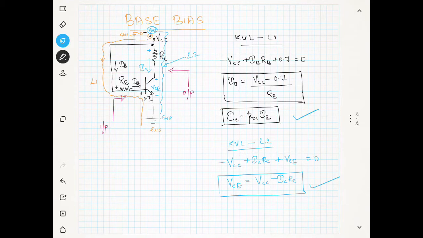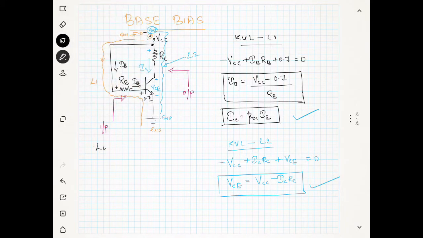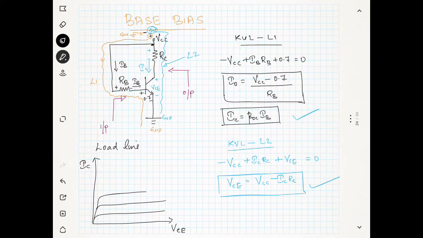Now we can draw the load line here itself. In the load line, the x-axis is VCE and the y-axis is IC, and we have the transistor characteristics like this. Now we can number the equations first. The equation for IB is equation 1, this is equation 2, and this is equation 3.